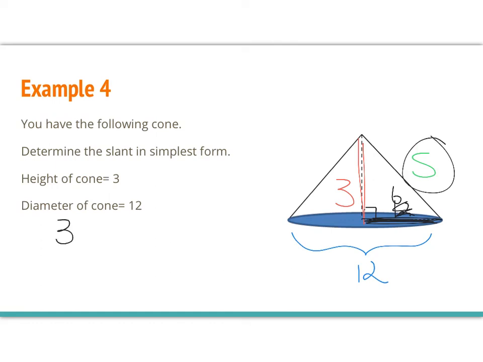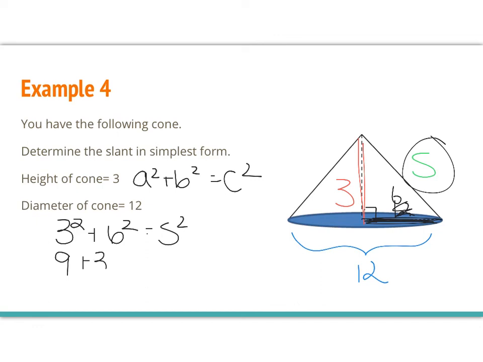We will write 3 squared plus 6 squared equals S squared. And again, that came from A squared plus B squared equals C squared. 3 squared is 9. 6 squared is 36. And that will equal S squared. So S squared is equal to those two added together, which is 45. Now to get rid of the square, we have to square root. So S equals the square root of 45.